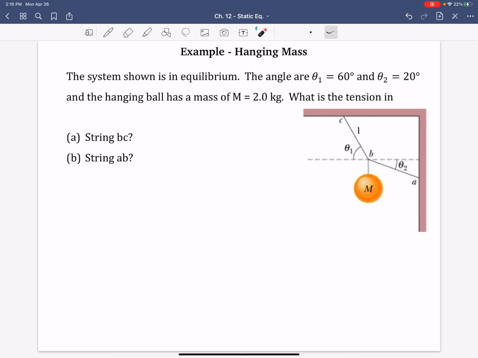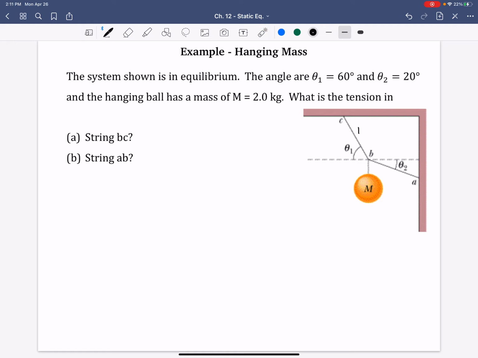If you could imagine one of these strings being cut, say severed there or severed there, what would happen? Well, this ball would fall straight down. It would accelerate straight down. It wouldn't necessarily rotate. And these are strings, not rigid poles or rigid rods. So this is a problem with just forces at play. We won't deal with torques in this example.